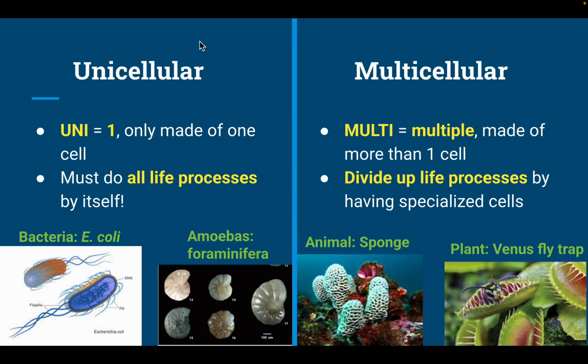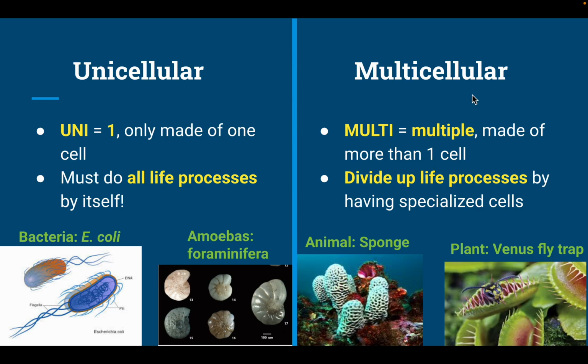Now we've got two more categories for cells. Some cells are unicellular. Uni means one. They're only made of one cell, like a bacteria. They have to do all life processes by themselves. They have to grow and repair. They have to do gas exchange. They have to do metabolism, reproduction, and respond to their environment. All the processes alone.